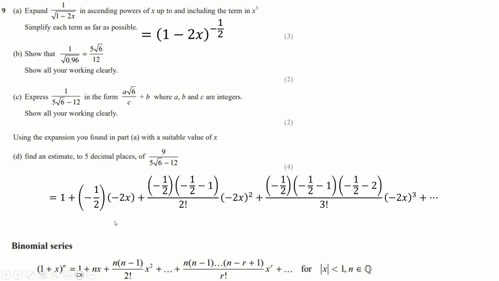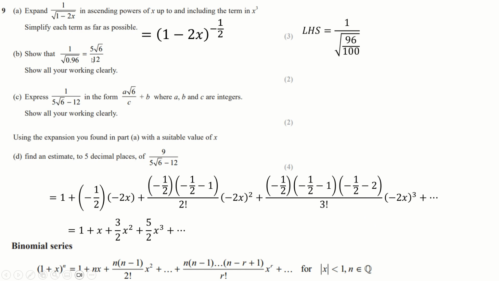So just make sure I've done that correctly. I've replaced n every time I see it with minus a half, and x with minus 2x every time I see it in this formula. And I'm going up to the cubic term here. If you type all of the coefficients into a calculator, just ignoring the x's, you end up with this, and that will be my answer to the expansion.